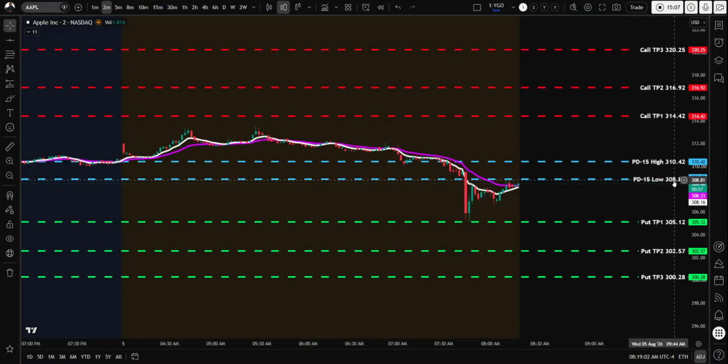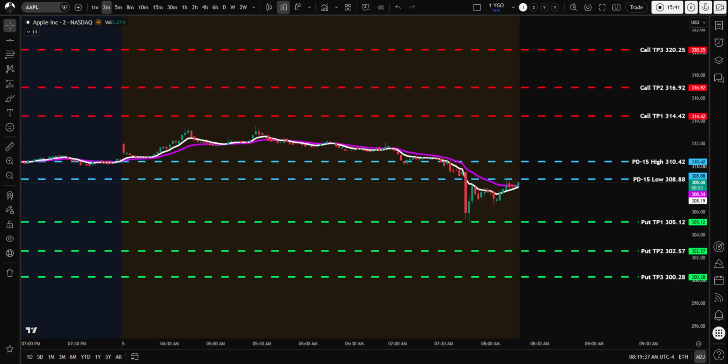If it breaks 308.88, the targets that I'm looking at are 305.12, 302.57, and 300.28. If it breaks and holds at 310.42 for the high, for calls I'm looking at 314.42, 316.92, and then 320.25. That is my bullish and bearish plan for the day.